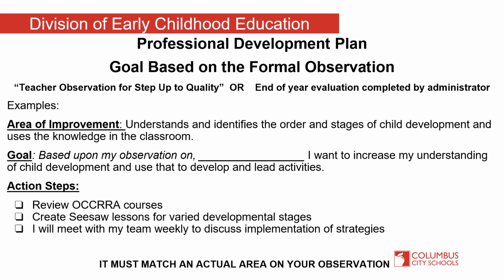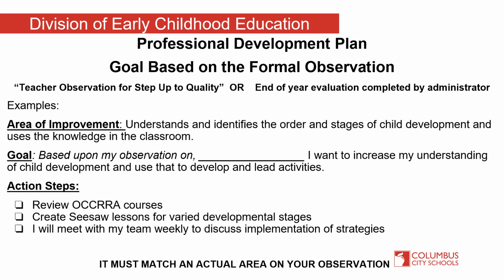Here's another sample. The area of improvement can be found on the teacher observation form for Step Up to Quality, and you can turn it into a goal and write the date of observation within that statement. For the area of improvement, it is: understands and identifies the order and stages of child development and uses the knowledge in the classroom. To turn that into a goal, you could write, based upon my observation on blank, I want to increase my understanding of child development and to use that to develop and lead activities.